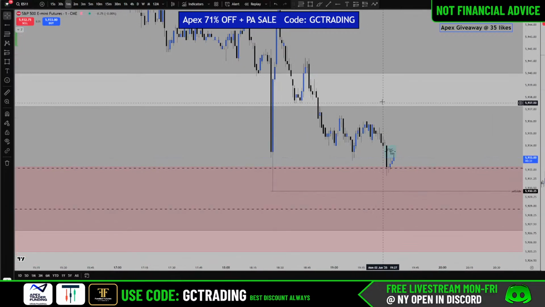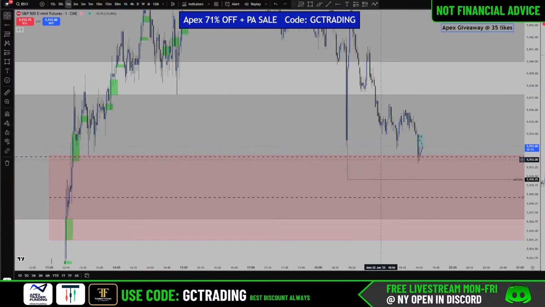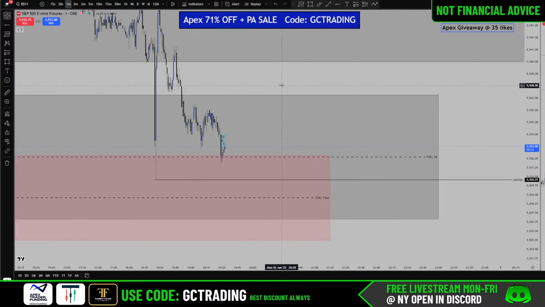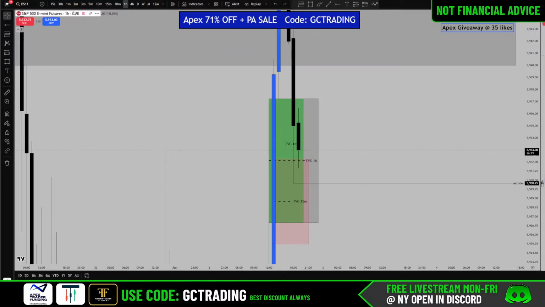Same thing with ES. We're not sitting on the CE. We're sitting on the top of the gap, but we're sitting on the CE of this. What is this, a 1 hour gap? So if we look at the 1 hour, right?